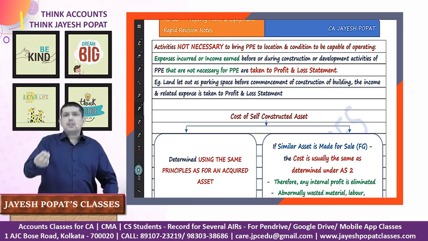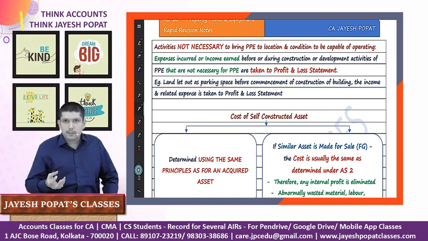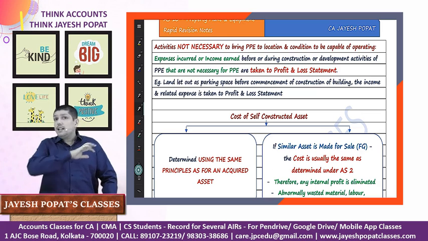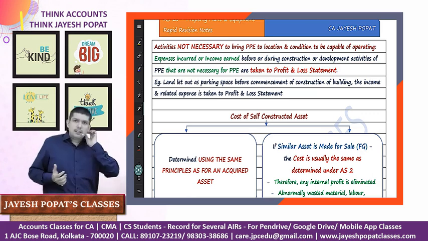So there will be certain cost which will be incurred and there will be revenue generated out of, let's say, letting out the parking space. These two activities are not necessary in any way to bringing my factory premises in place or building or constructing the factory building on that land.